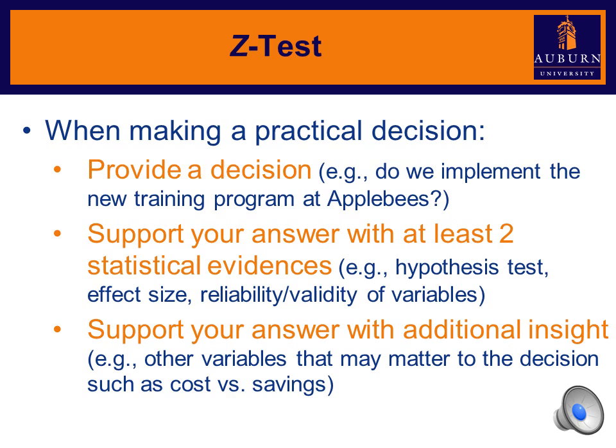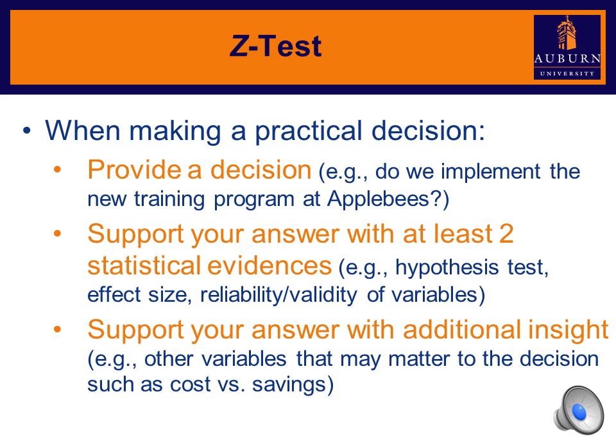So just don't tell me that we had a small effect, but tell me what that means at the individual level. So in addition to your two statistical evidences, I would like you to add an additional insight. Something else that may matter to the decision of whether or not, in this case, if we implement this new training. And so maybe you talk about the cost versus the savings of this new training program, and that might be important to your decision.